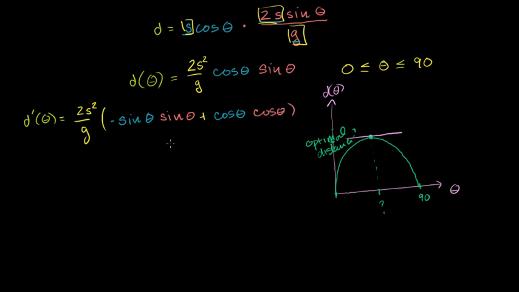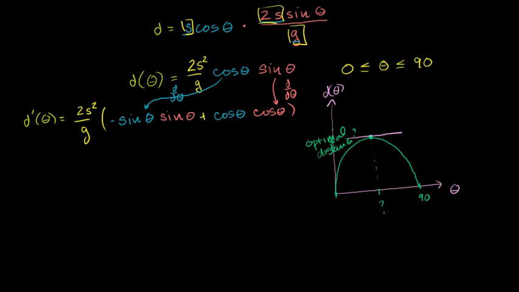I know it's a little bit confusing. All we did is we took the derivative of the first one times the second one, and then we took the derivative of the second one times the first one. Let me make it even more explicitly clear. We took the derivative of this one here, with respect to theta, and we took the derivative of this one over here with respect to theta. We took the derivative of cosine there, multiplied by sine. Took the derivative of sine here, multiplied by cosine. Just the product rule.